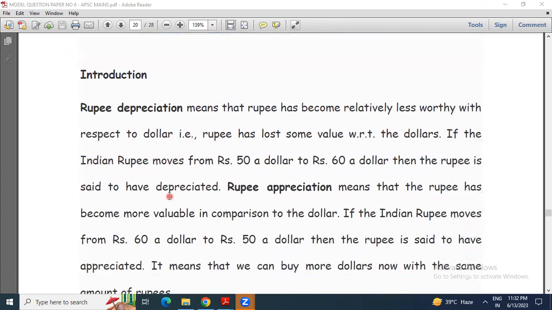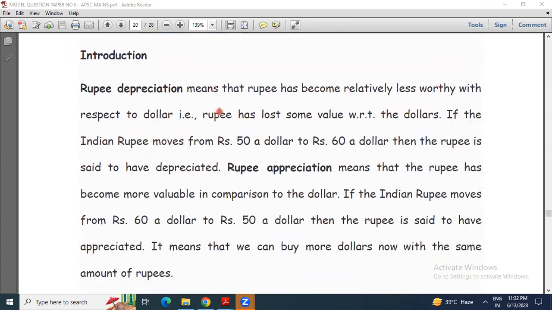Now let's come to the answer part of this question. Rupee depreciation means that the rupee has become relatively less worthy with respect to the dollar. That is, the rupee has lost some value with respect to the dollar. And if the Indian rupee moves from rupees 50 a dollar to rupees 60 a dollar, then the rupee is said to have depreciated.